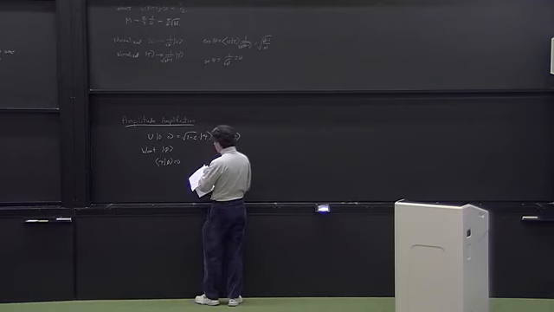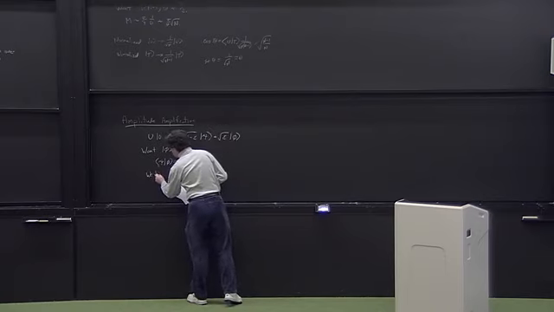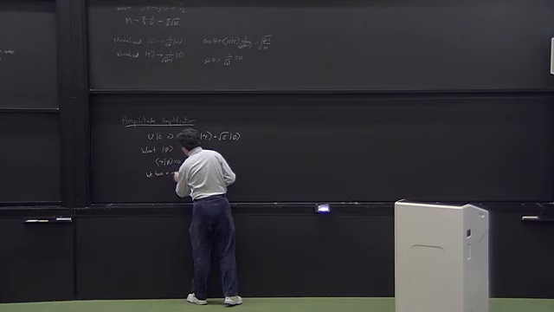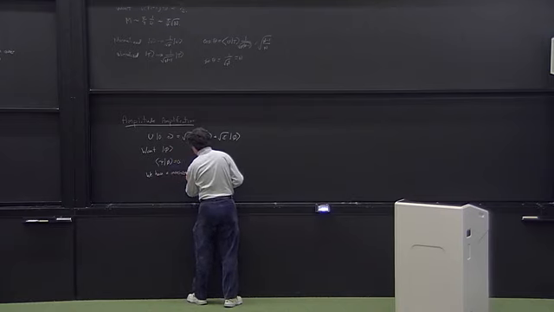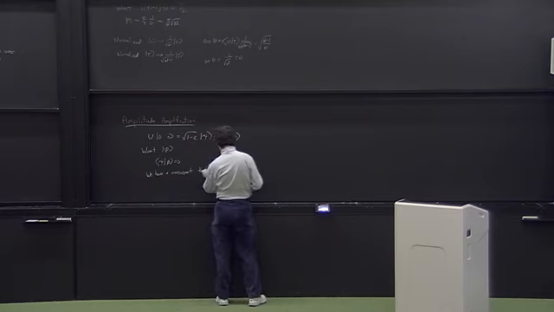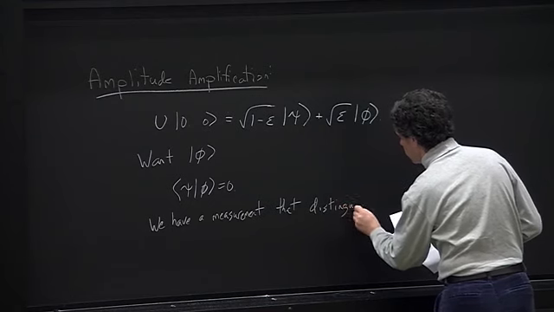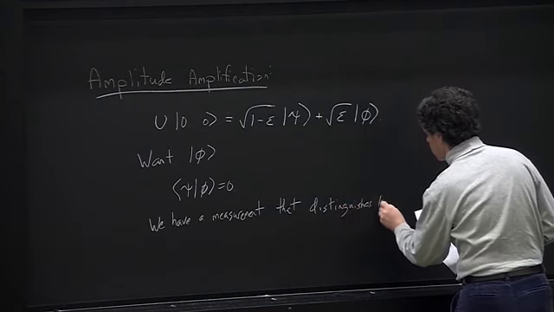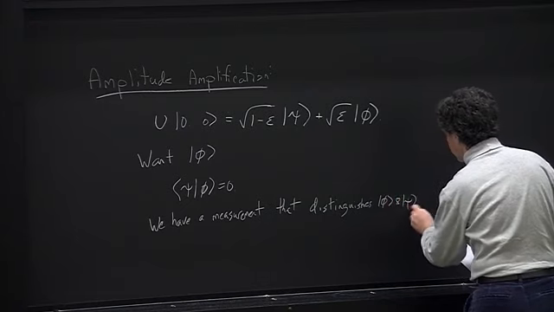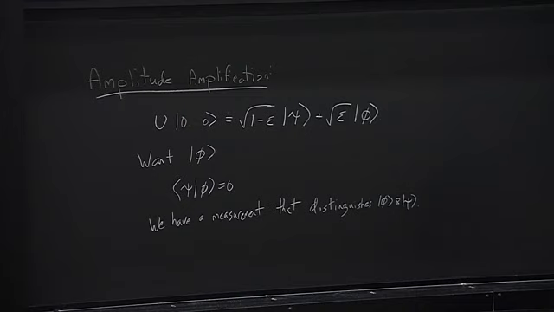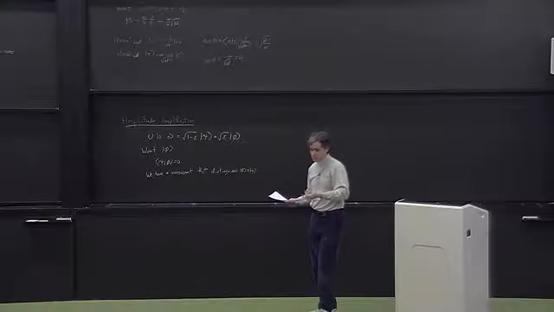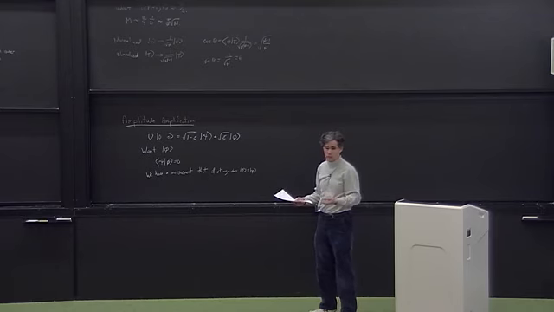And the other thing I want to assume here is that we have a measurement that reliably distinguishes phi and psi. Of course, when they're orthogonal, such a measurement always exists in principle, but it might be very complicated in practice. So in order for this to be useful algorithmically, you need one that's efficient in whatever sense you're dealing with now.